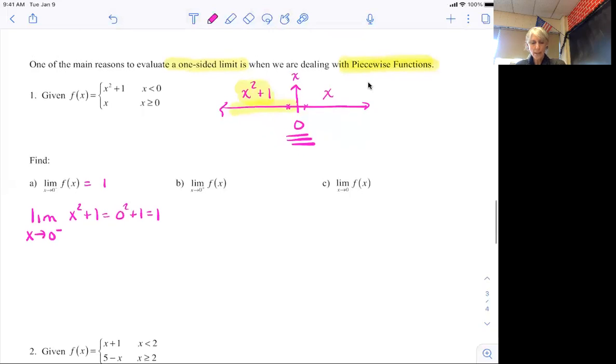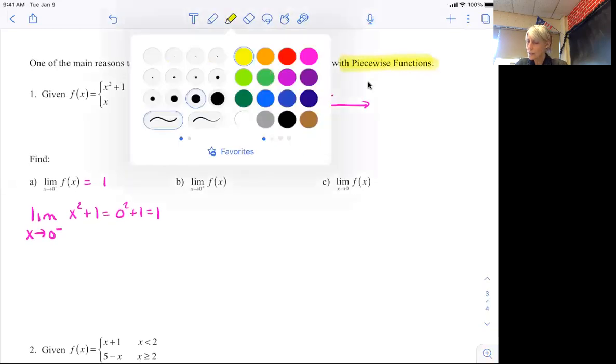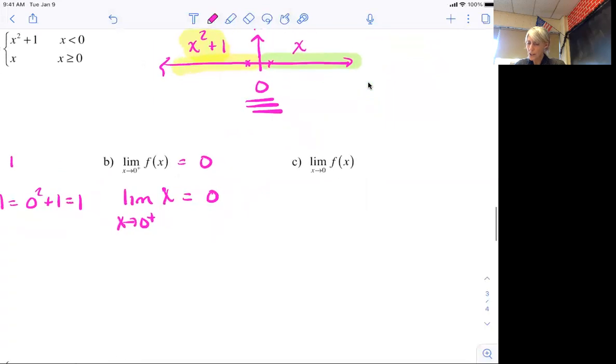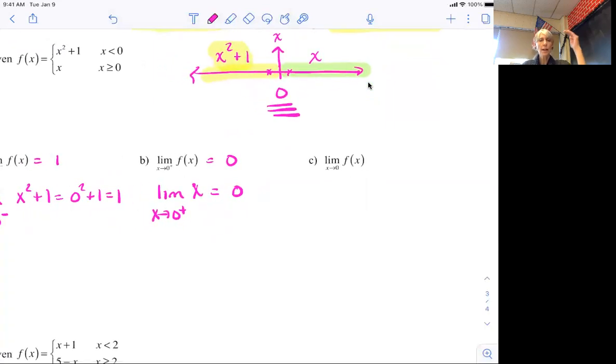Now what's the limit as x approaches 0 from the right? Now we're using this rule. To analyze the overall limit, the total limit, we compare the left number with the right number. If they're the same, that's the answer. If they're different, the limit does not exist.